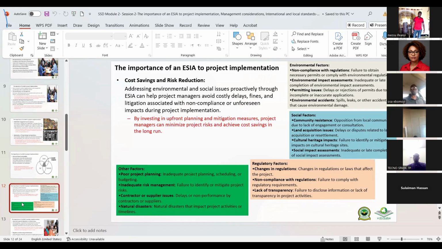Land acquisition issues, delays or disputes related to land acquisition and resettlement. That's why you must start early. If you start early, settle all these grievances, especially those that involve heritage impact and other impacts that have to do with community concerns, put them into consideration such that you don't have any problem with the community. Then you take care of the regulatory factors, because as regulatory agencies change their regulatory mandate, you must also be able to incorporate that into your activity.